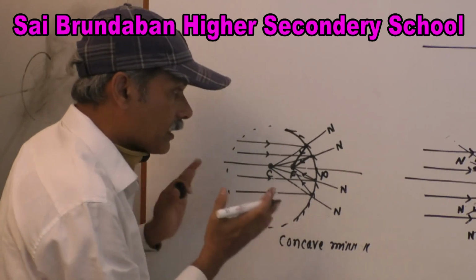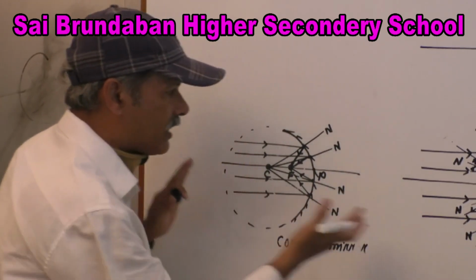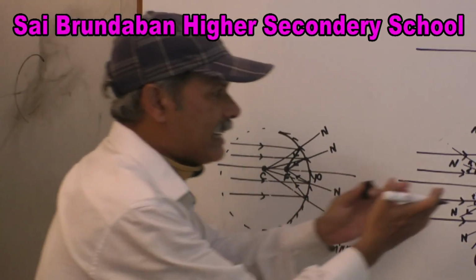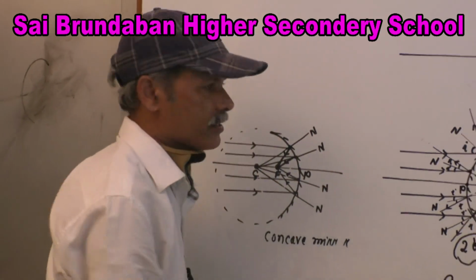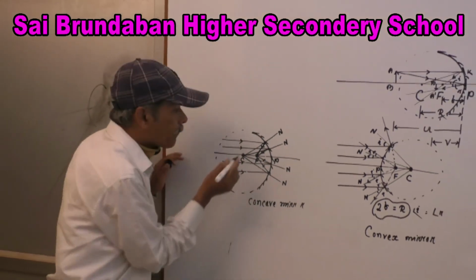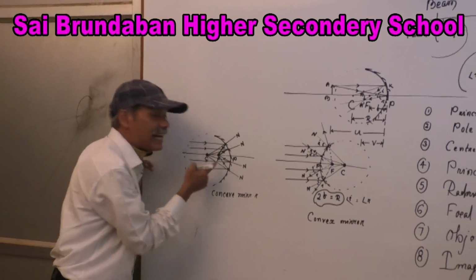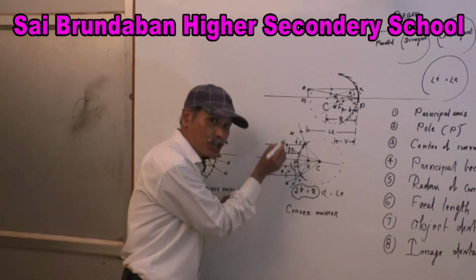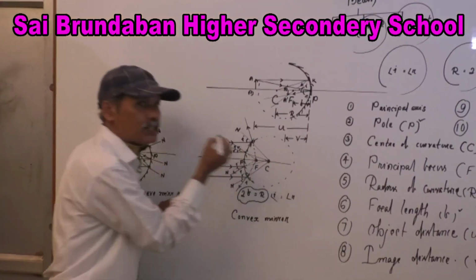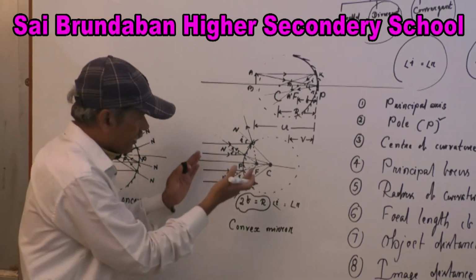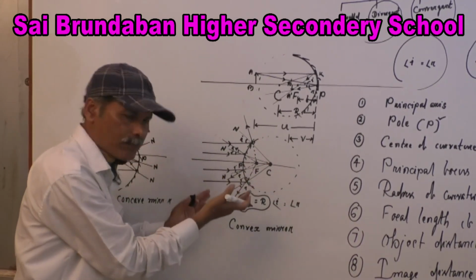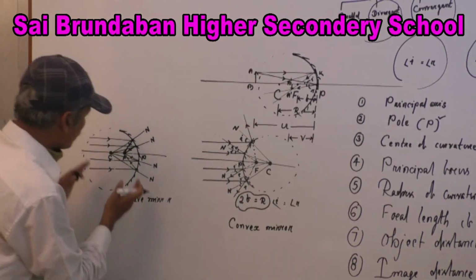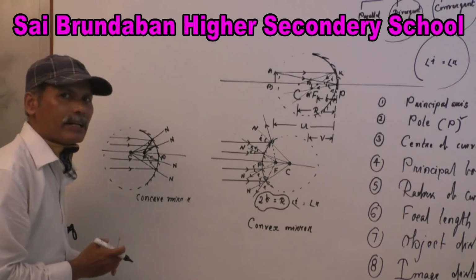From these two figures, it is clear that this focus is a real focus and this focus is a virtual focus. And why is it real? Because all the real reflected rays are meeting at a point. But here all the virtual reflected rays are meeting at this point. So that's why the image formed in case of a convex mirror is always virtual. But in case of a concave mirror, it is real.